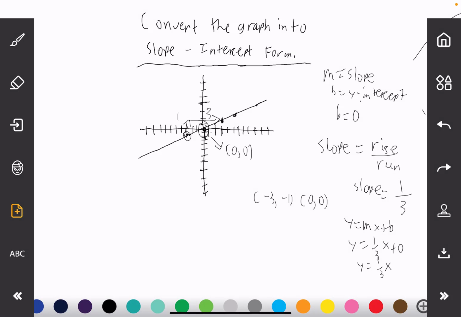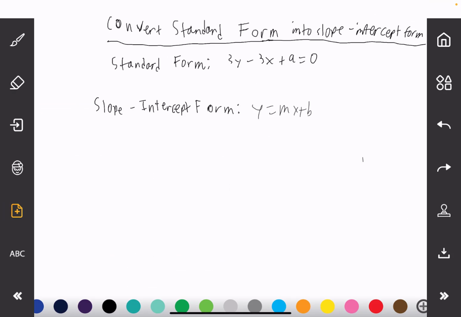The next thing we're going to learn is how to convert standard form into slope-intercept form. So given the standard form 3y minus 3x plus 9 equals 0, we have to convert it into slope-intercept form, which is y equals mx plus b. So the first thing we're going to do is bring all the x's and the numbers over to the right side. So we're going to add 3x to both sides. So we have 3y plus 9 equals 3x.